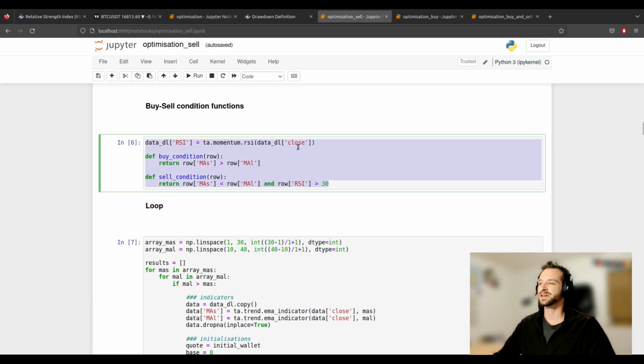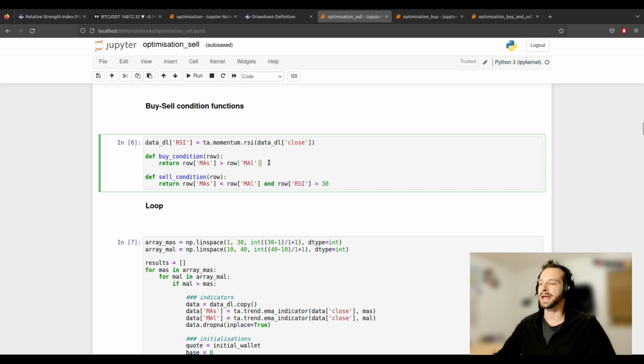And there it is. So this code is exactly the same as the previous, but I'm just adding the computation of a new indicator, that is the RSI. I'm using the TA library, Technical Analysis Library. And you can see that the improvement that I'm suggesting is here.